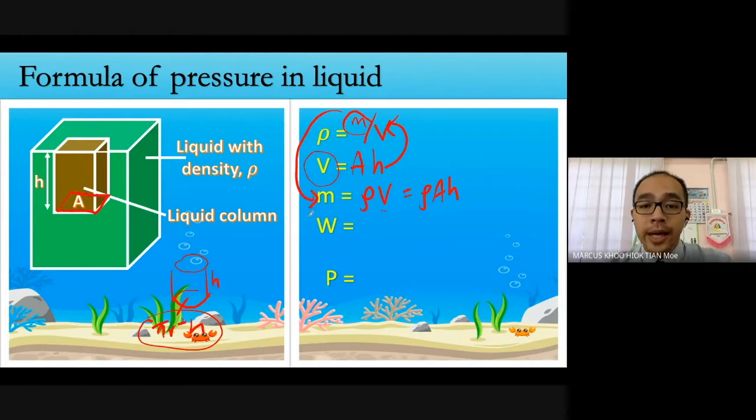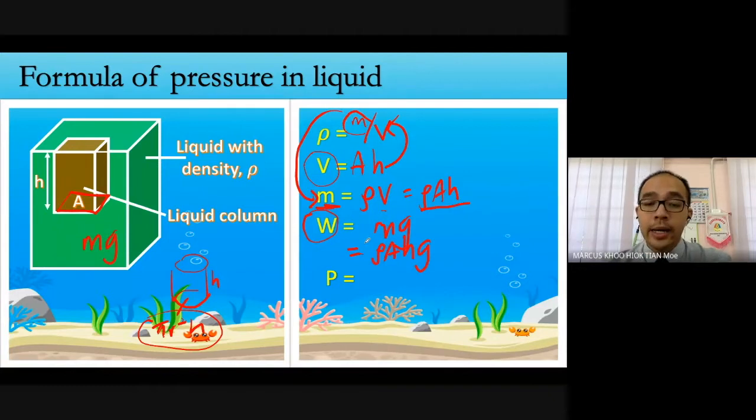Now, the other thing that we learn is weight. What is the formula for weight? We have said this many times already. mg. Weight equals mass times gravity. So we put mg over here. Now since m equals rho A h, why don't we put rho A h g over here.